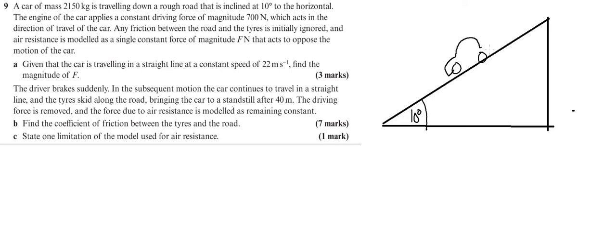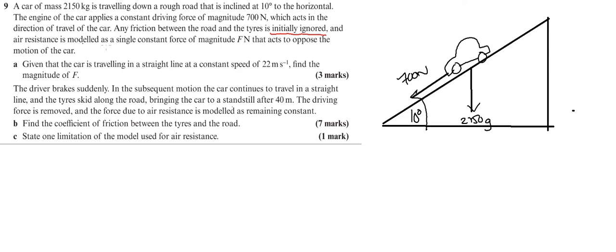that's moving down, and that weighs 2,150 kilos. Okay, there's a constant driving force of 700 newtons, so that's pulling our car forward parallel to the plane. And then any friction between the road and tyres is initially ignored. That's the important part, initially ignored.